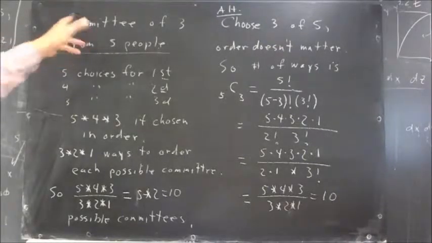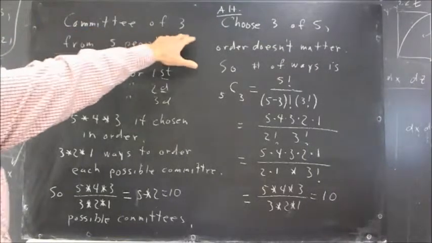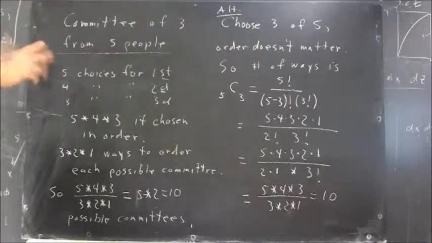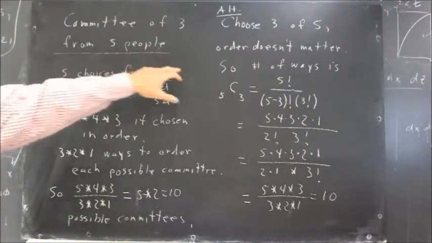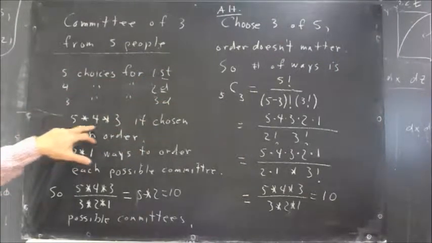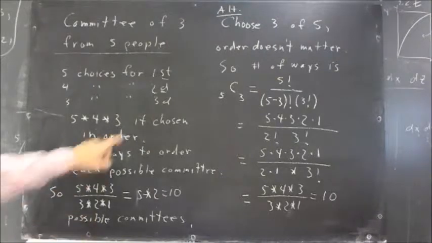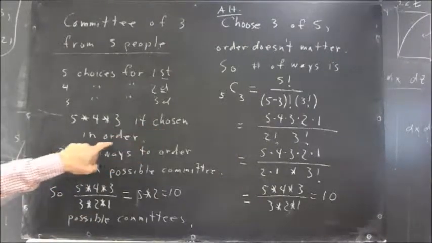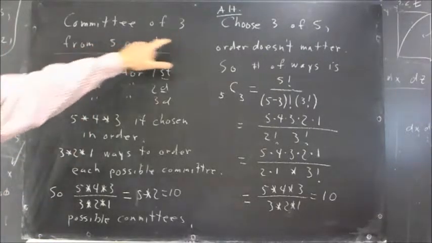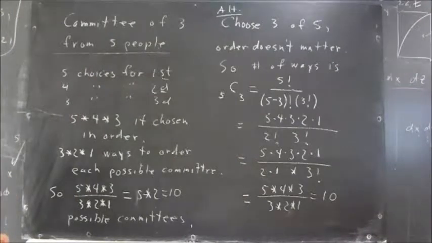We consider the process of choosing a committee of 3 from among 5 people. We can reason this out by noting that there are 5 choices for the person that's chosen first, 4 for the second, 3 for the third. So there are 5 times 4 times 3. But this is for people chosen in order. That comes out to be 60 possible ways to choose 3 people out of 5 in order.